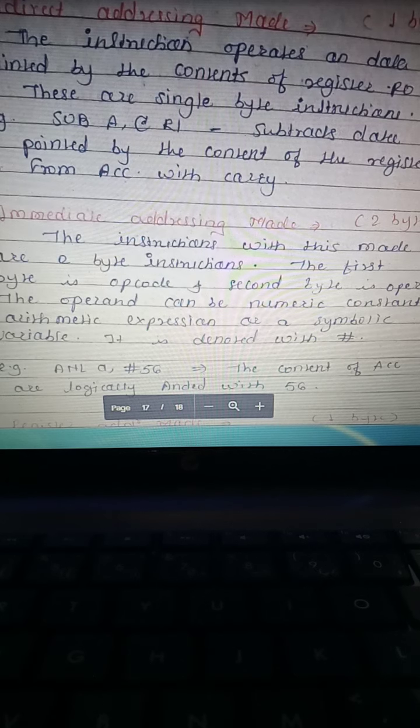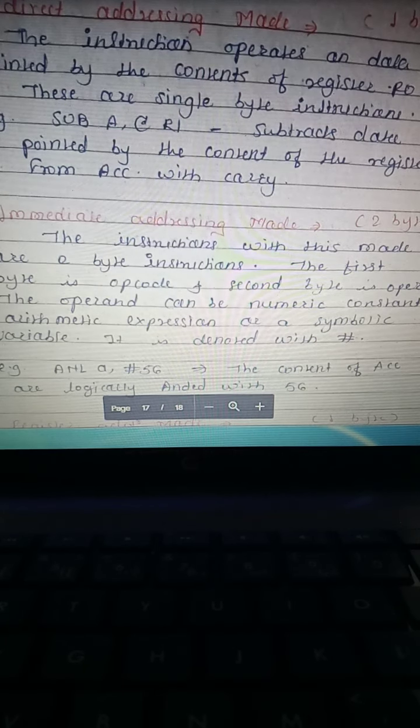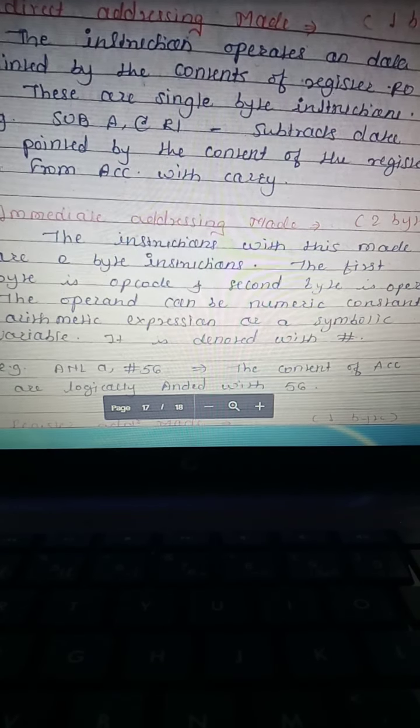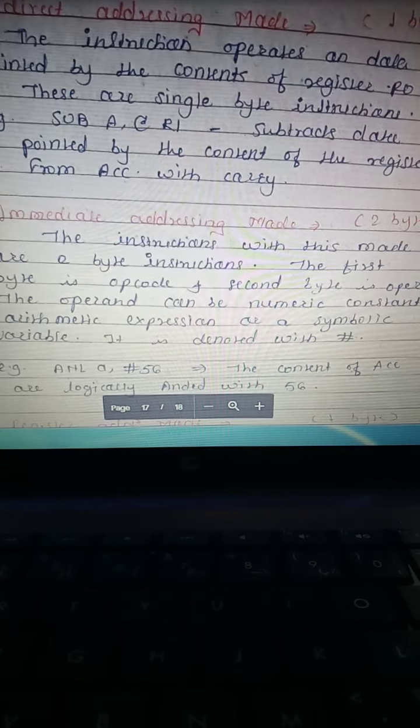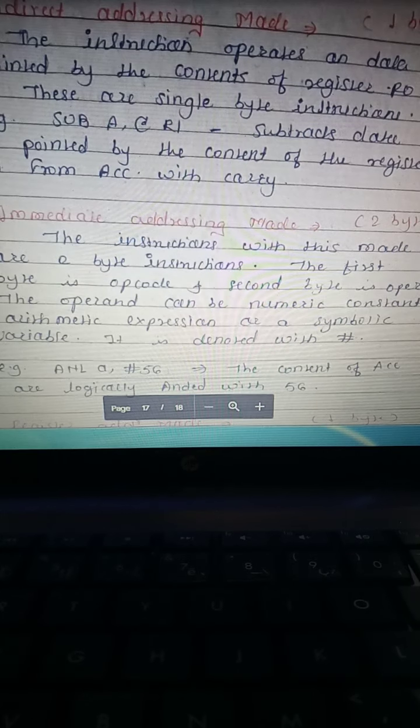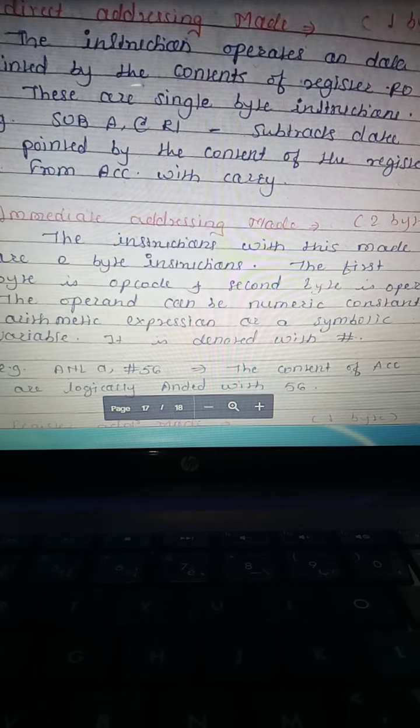Next is indirect addressing mode. The instruction operates on data pointed to by the content of register R0 or R1. These are single byte instructions. An example is SUBB A, @R1, which subtracts the data pointed to by the contents of register R1 from the accumulator with carry.